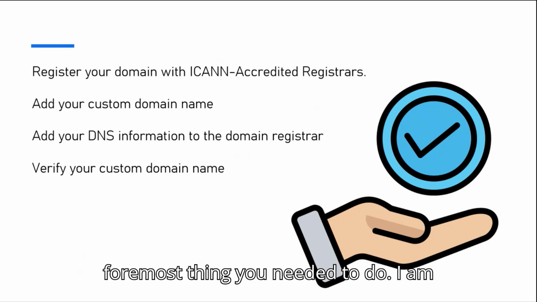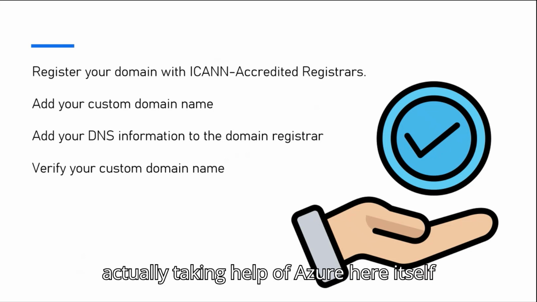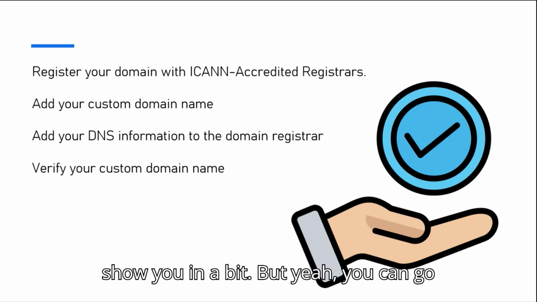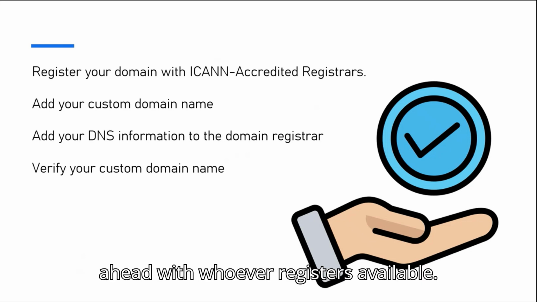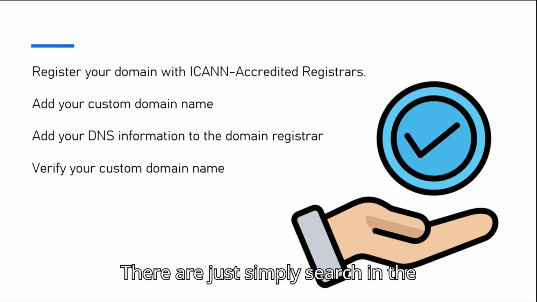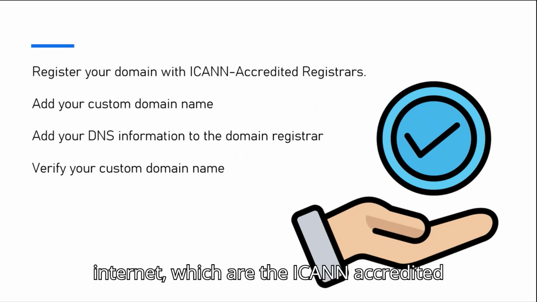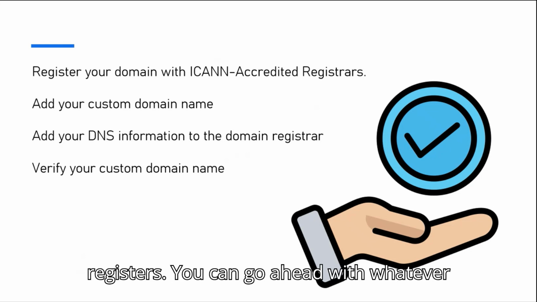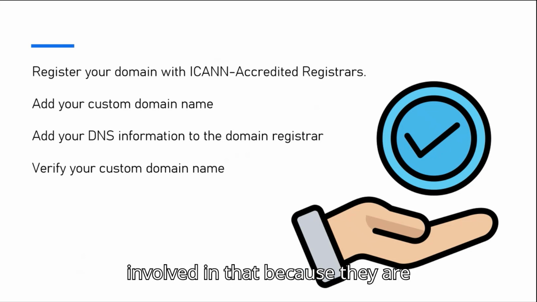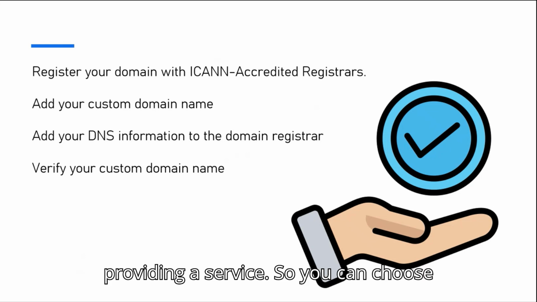I am actually taking help of Azure here itself for registering the domain. I will show you in a bit. But you can go ahead with whichever registrar is available. Simply search on the internet for ICANN accredited registrars. You can go ahead with whatever pricing option. There is a price involved because they are providing a service. So you can choose your registrar here.